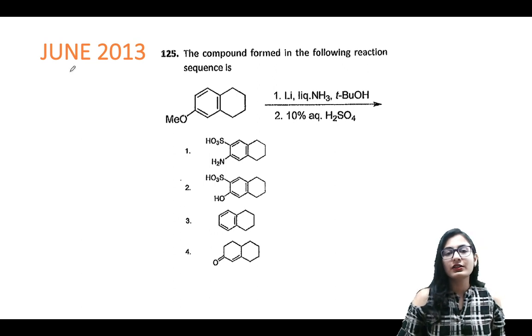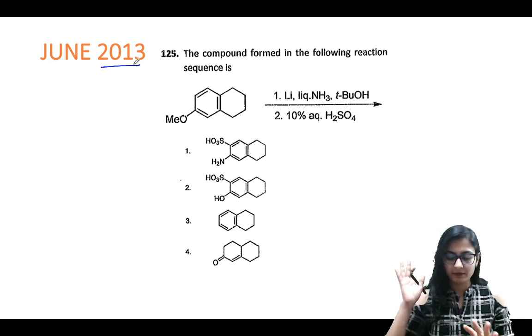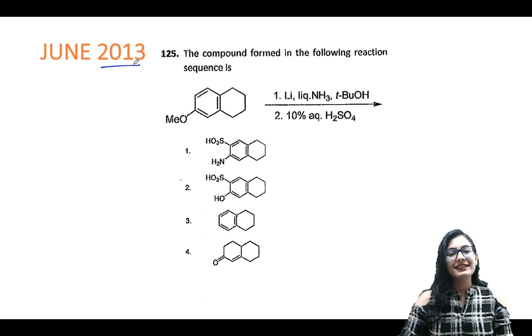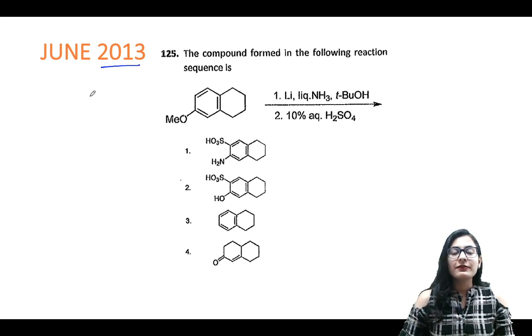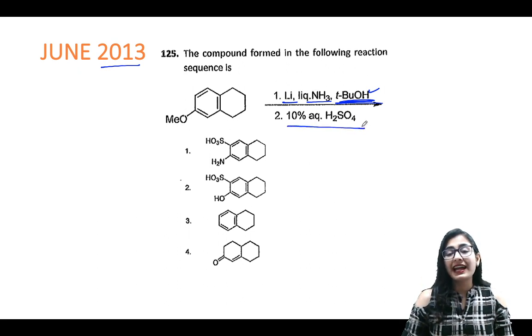Now we have another very important question which was asked in June 2013, a very long time back, but still it is important. Okay, so if you want to do Birch reduction in this question, again see, lithium and liquid ammonia, here we do have an alcohol, and that alcohol can provide a proton. Now first thing first, we are having an alcohol, and the second step is the acid hydrolysis. So whose hydrolysis is taking place?